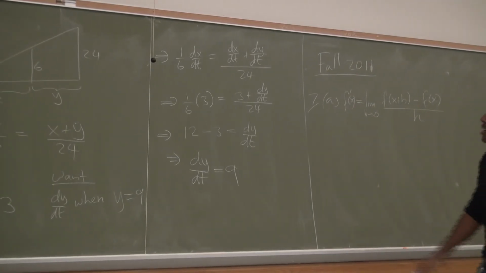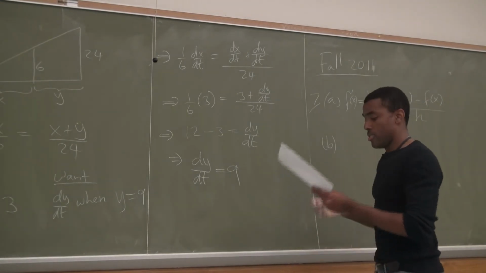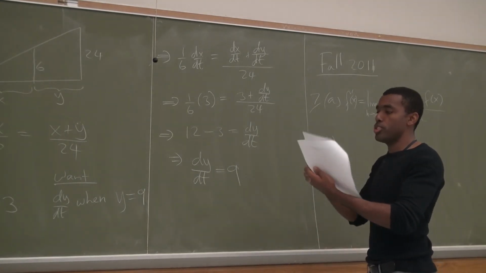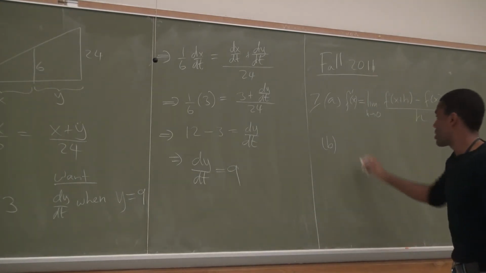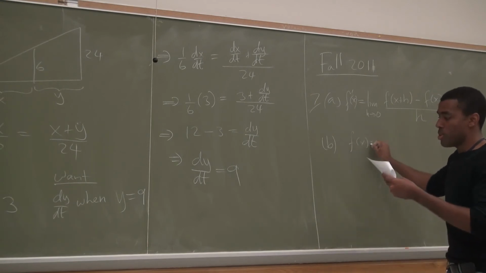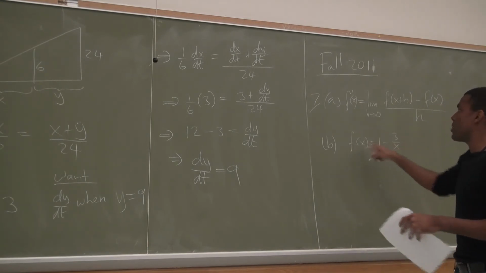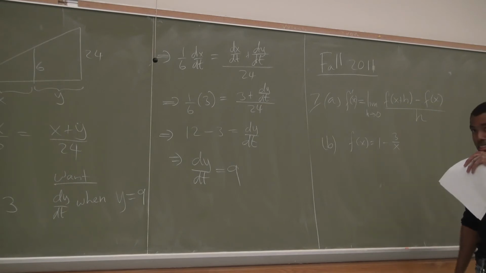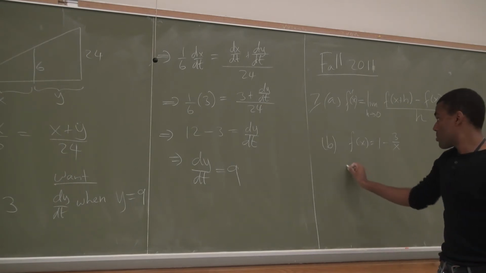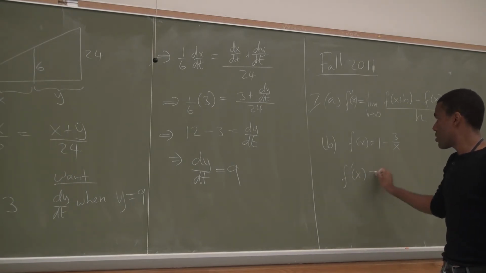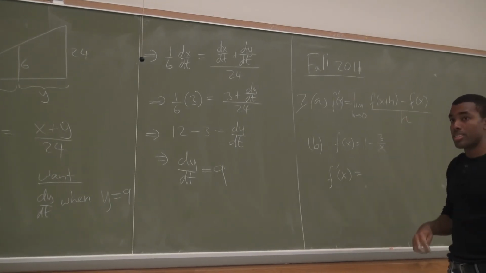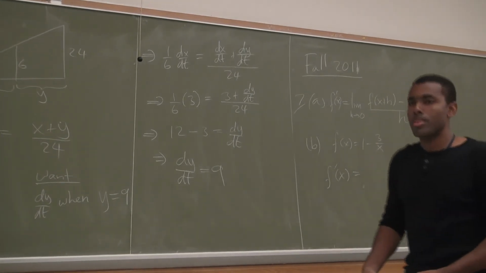That's correct. B. It says use the definition to find the derivative of f of x equals 1 minus 3 over x. Find the derivative using the definition. How do you do it? That's the function. What is it?